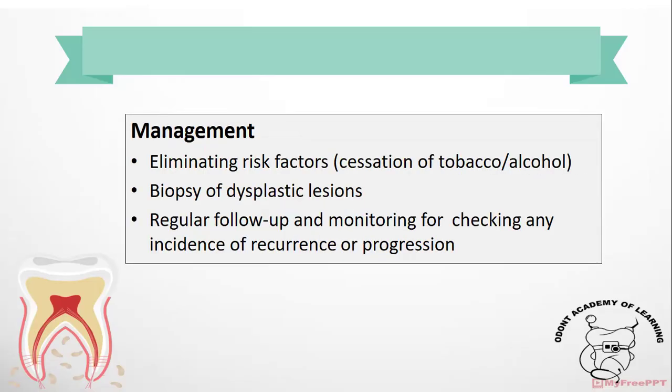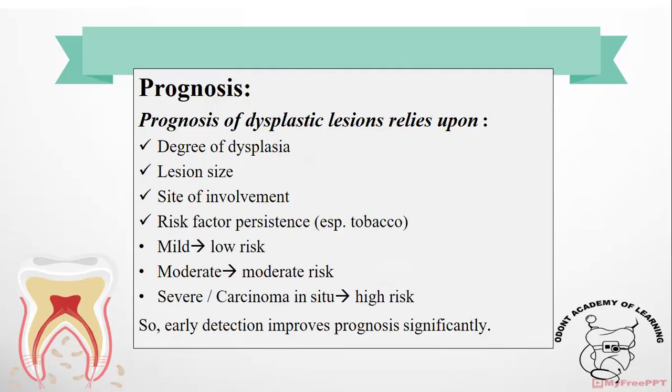Now, management. How can we manage? We can manage the dysplastic lesions by eliminating the risk factor, that is ceasing the tobacco or alcohol, by doing a biopsy of a dysplastic lesion. By doing the biopsy, we can know what sort of dysplastic changes are there. And third, by doing a regular follow-up and monitoring of the patient, checking for the incidence of any sort of recurrence or progression. We always advise a regular follow-up of the patient, so as to avoid any incidence of recurrence or progression in the person in whom the surgery has been done for dysplasia.